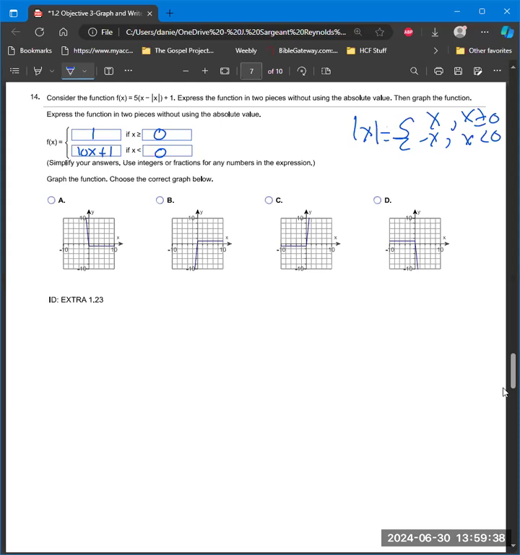And so this is going to equal 1 to the right of 0. So that's not this one. And that's not this one. And that's not this one. That's this one.